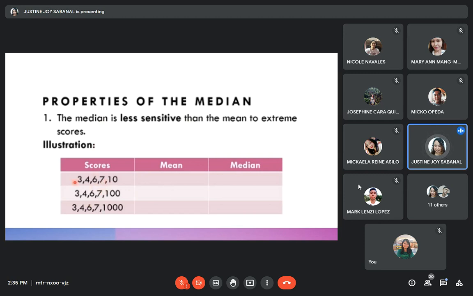Yung first set of information natin is given as 3, 4, 6, 7, 10. The next one is 3, 4, 6, 7, 100. And yung last value po would be 3, 4, 6, 7, 1,000. Kung mapapansin natin, yung larger number lang yung nag-iiba sa kanila. Kindly compute for the mean of the first data set. Ano po yung value niyan? So, 3 plus 4 is 7. Okay po. Thank you, Mary. So, we have 6.